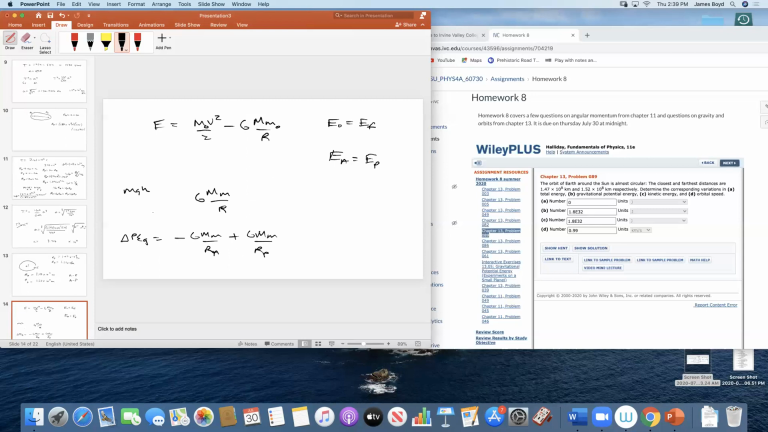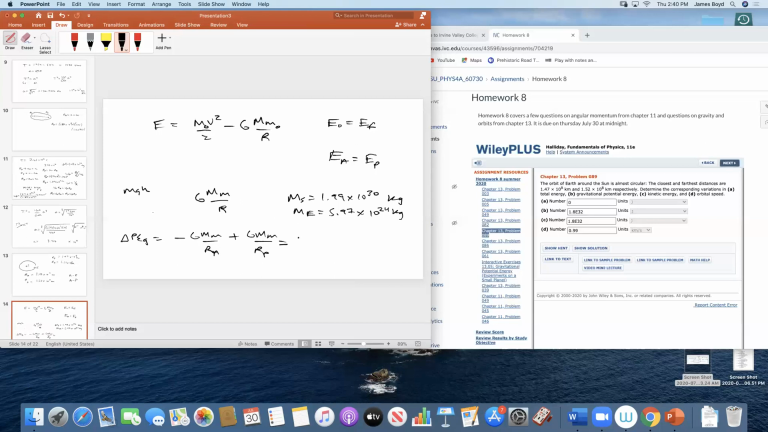Now these m's are the Sun and the Earth. The mass of the Sun is 1.99 times 10 to the 30 kilograms. The mass of the Earth, depending on who you ask, is 5.97 times 10 to the 24th kilograms. That seems to work in Wiley. I don't know why, but that's what they use. I will switch between 5.94 and 5.97.